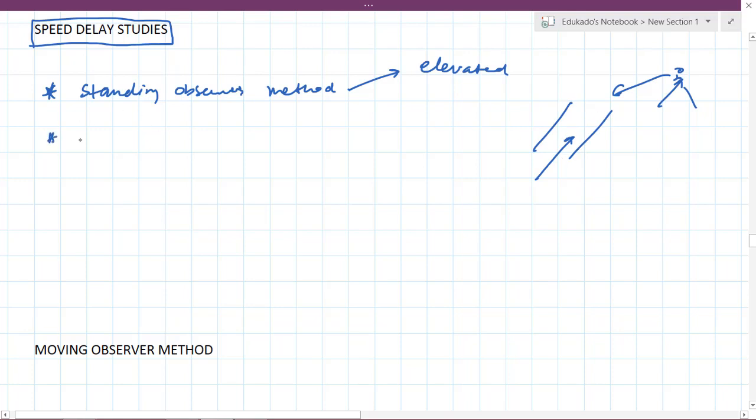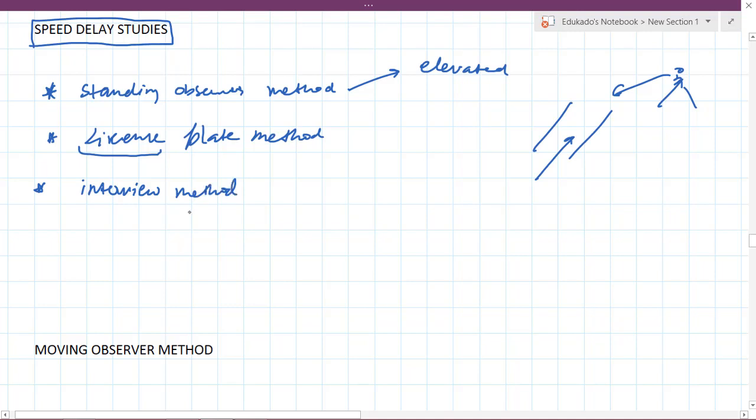Another way is the license plate method, in which the license plate of a vehicle is noted down, and when it is seen again, you can calculate the distance covered by it and the amount of time it took to reappear, and so calculate the speed. These are just a few of the methods. You can even ask some people, which I can call the interview method, what was your speed and how you were moving.